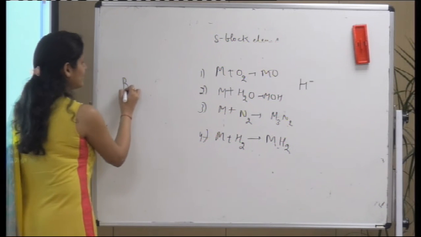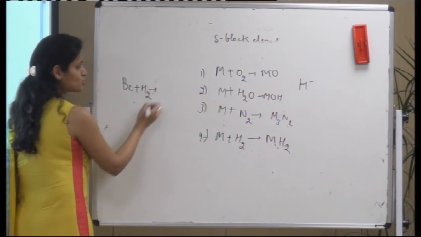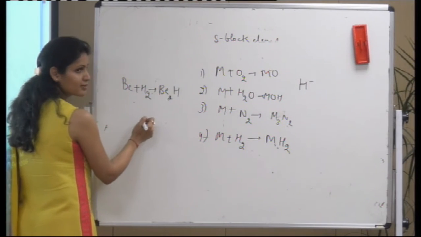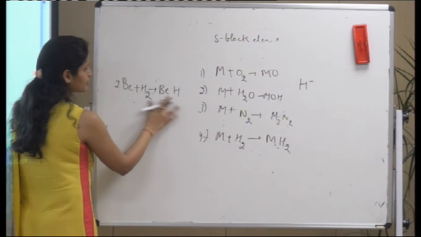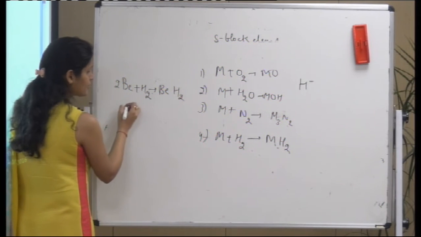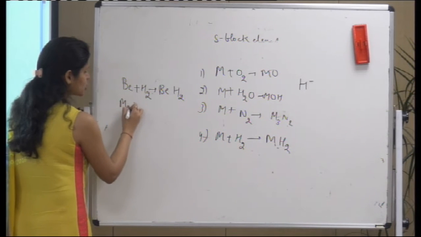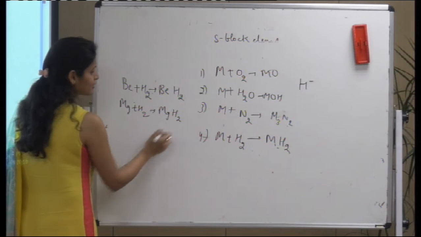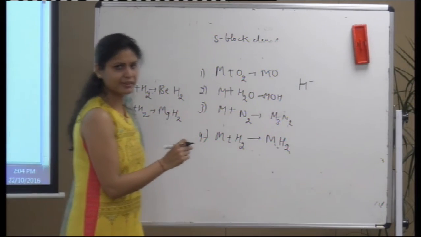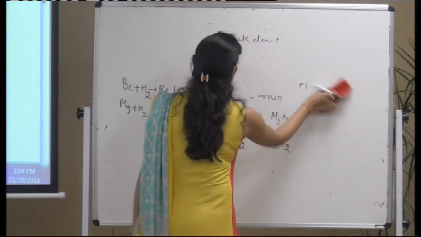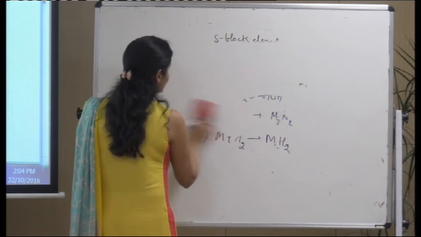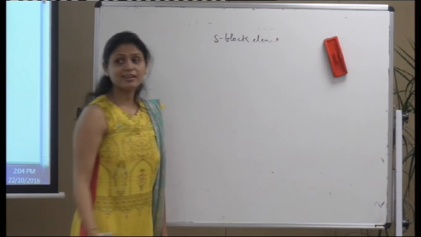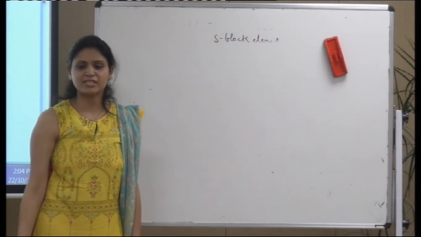If I am saying beryllium is reacting with hydrogen, it gives beryllium hydride. Then magnesium would react with hydrogen to form magnesium hydride. Similarly, calcium hydride. But basically the application of hydrides lies in their property to act as, what are the hydrides made for? They act as reducing agents.